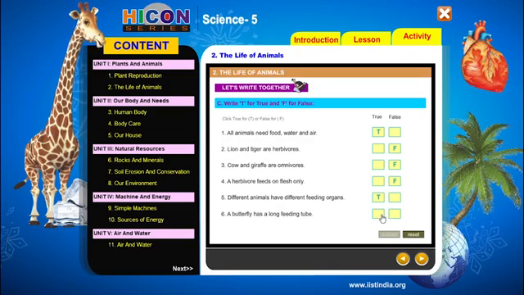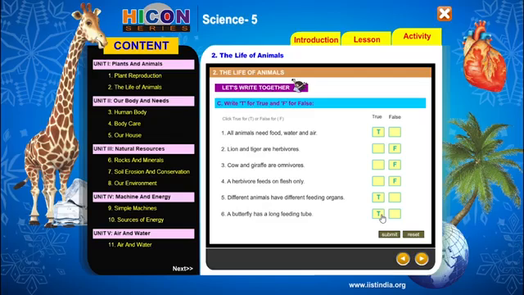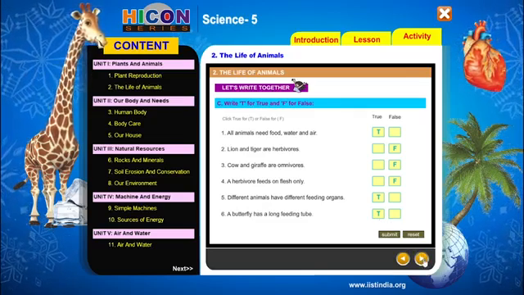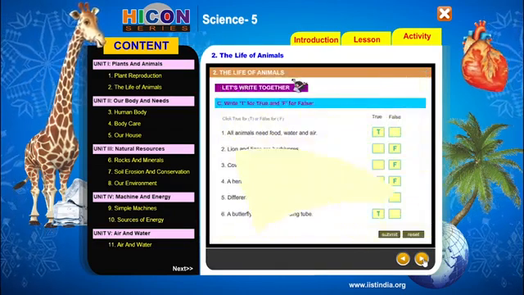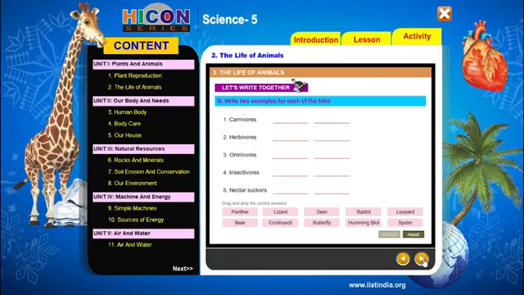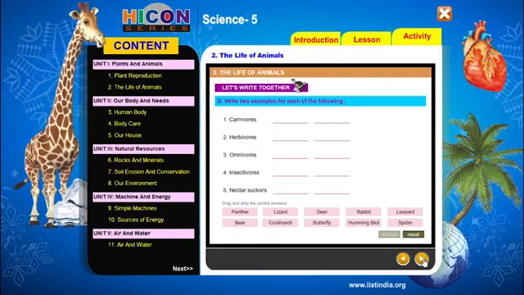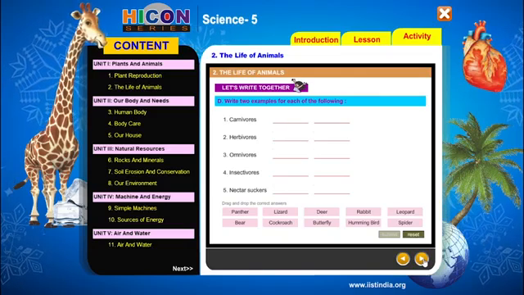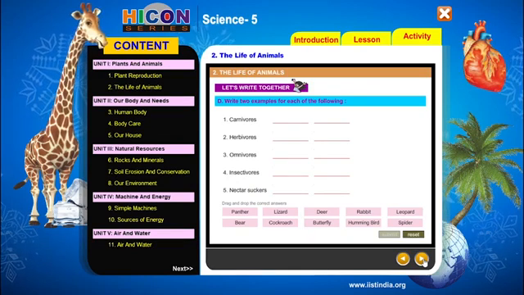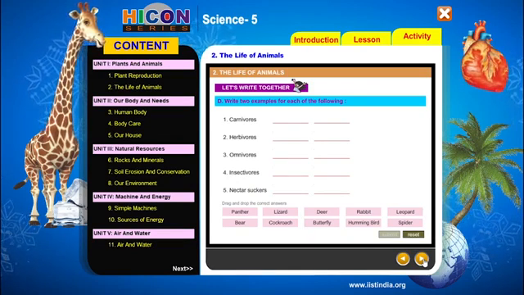So the sixth sentence is true. So write T under the box provided true. So children, this is about true and false, and this third section is completed in this activity part. So let us go to the next part in this activity section. The next part is: write 2 examples for each of the following. There are 5 types of animals given. Now the task is to write 2 examples for each category of animals.